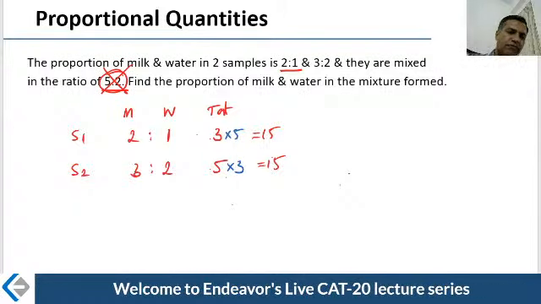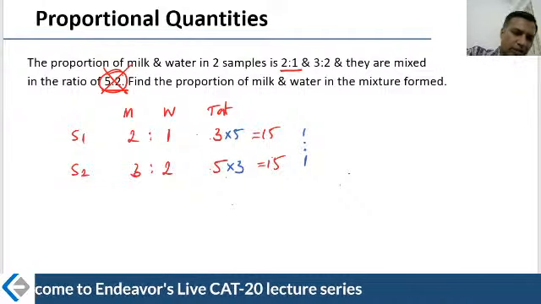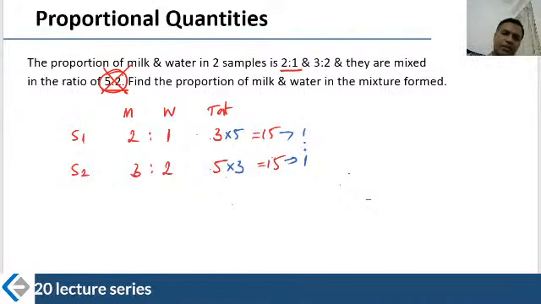So thereby 15 and 15 has become equal, which means what, friends? It is now in the ratio 1:1. All right, now what does it mean? Look at this: 15 and 15 means 1:1.